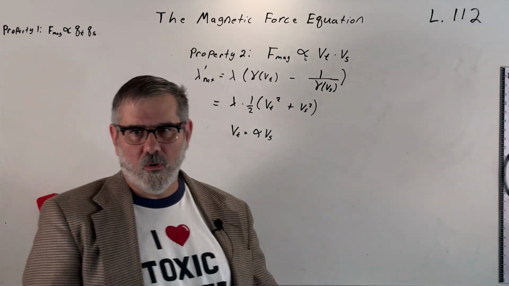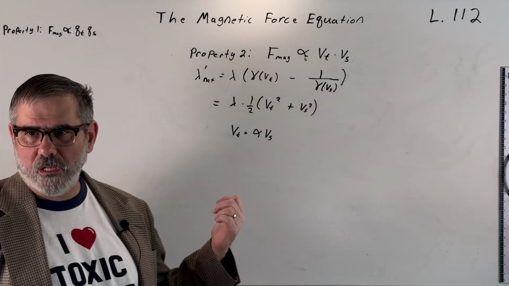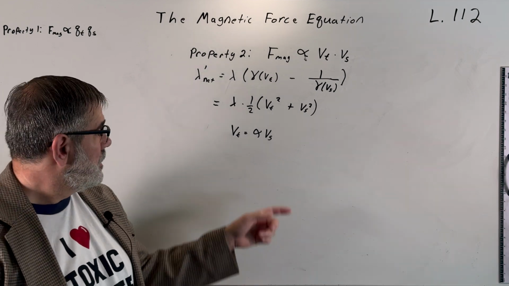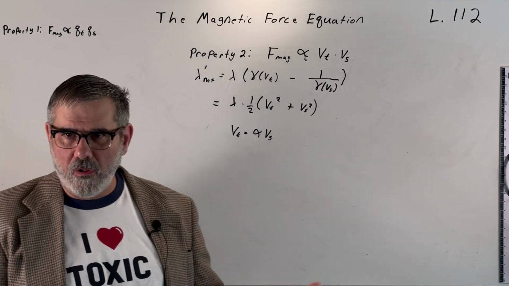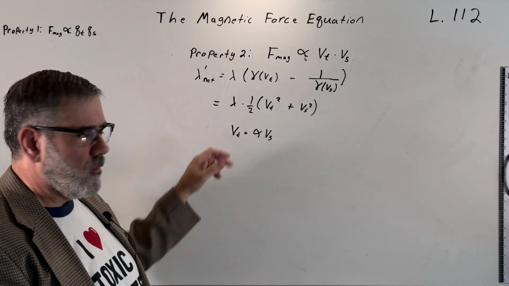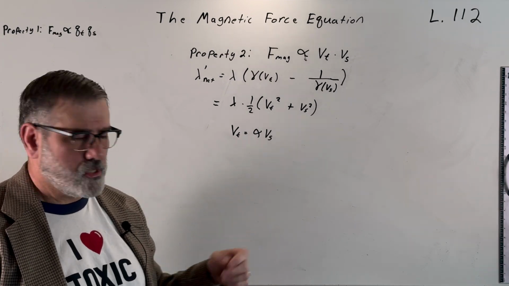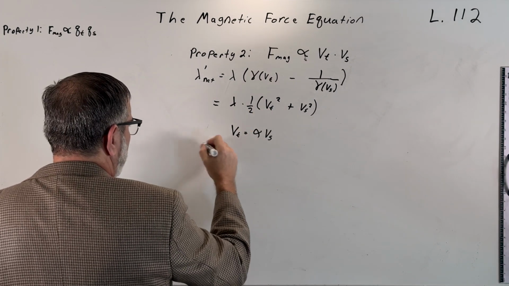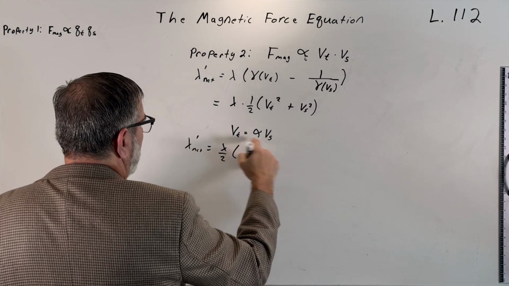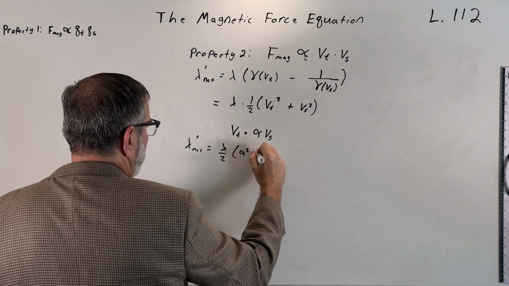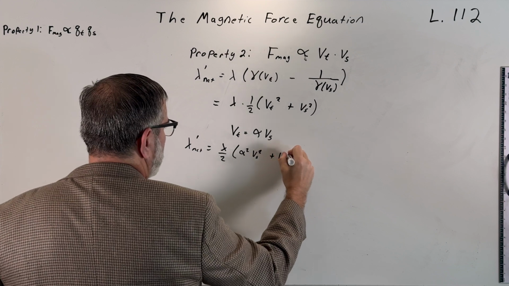Right? So if it's going faster than the drift velocity of the source electrons, then alpha would be bigger than 1. If it's going slower, it would be smaller than 1. Basically, alpha is the ratio of the test charge velocity to the source charge velocity. So I can rewrite lambda net prime, lambda over 2 v sub t squared, as alpha squared v sub s squared plus v sub s squared.